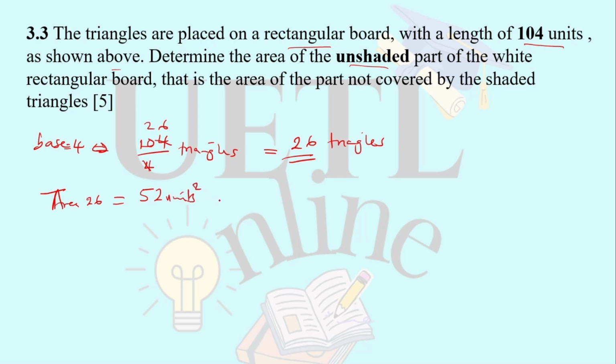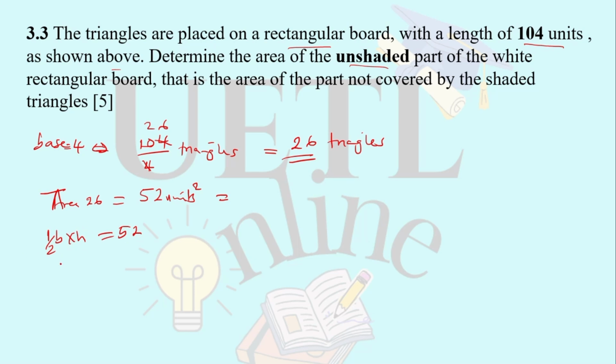Now let's use this area to find our height. We know that the area was half base times height, which gave us 52. We want to find the height first, the height of this 104 units. Our goal is to find this height.